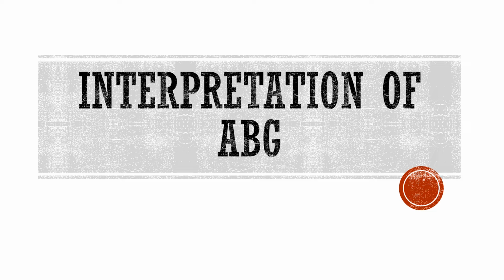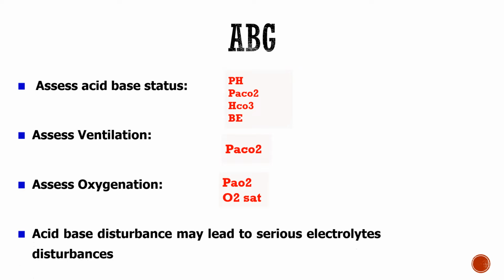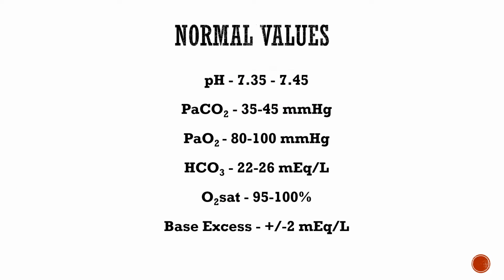Today, inshallah, we'll talk about how to interpret ABG, arterial blood gas. As we know, through the arterial blood gas sample, we can assess the acid-base status through pH, PCO2, and the bicarbonate level. We can assess ventilation through the CO2 concentration. We can assess oxygenation through the oxygen saturation and PO2. And of course, acid-base disturbance may lead to serious electrolyte disturbance.